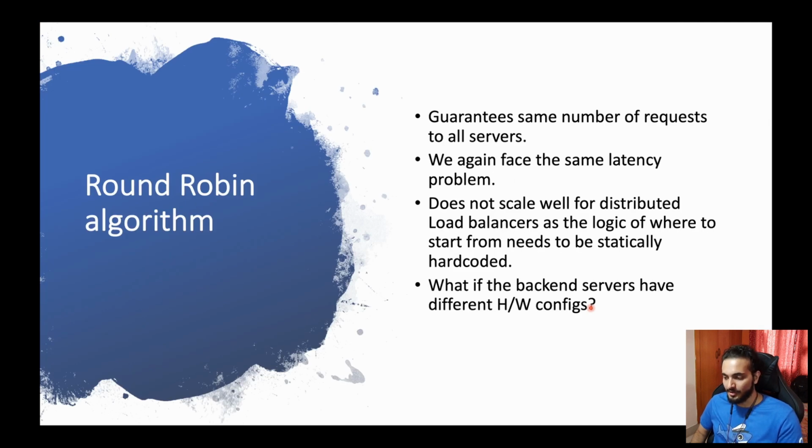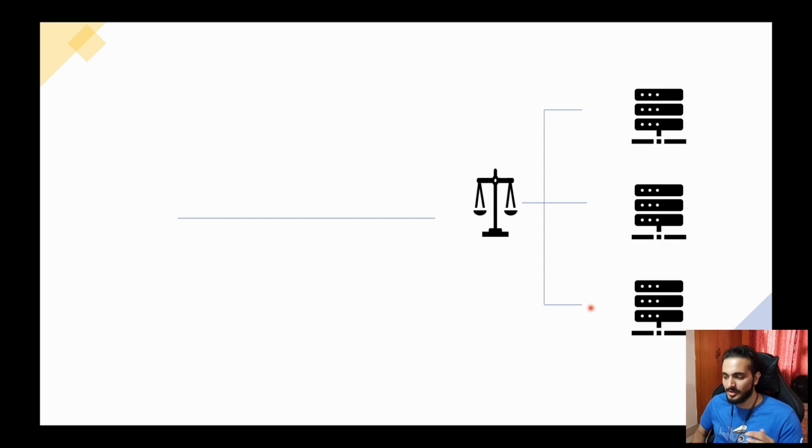Now we are hitting another problem. This is one more problem which I hadn't discussed in the random algorithm, but it applies there as well. It is highly unlikely for you to keep adding servers with the same hardware configs, right? Today you might have a server with a particular hardware config, and tomorrow you decide to upgrade and put in two servers with a higher hardware config. That means they're going to be able to process higher amounts of load, more requests.